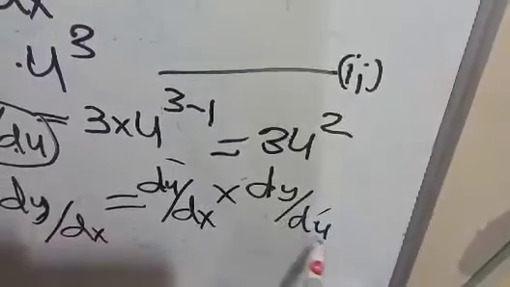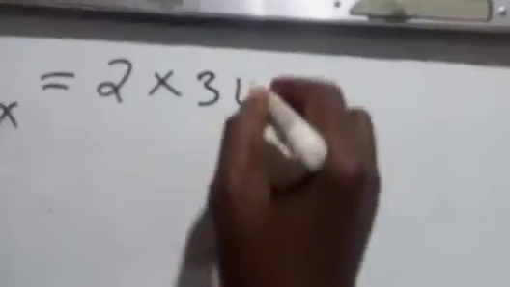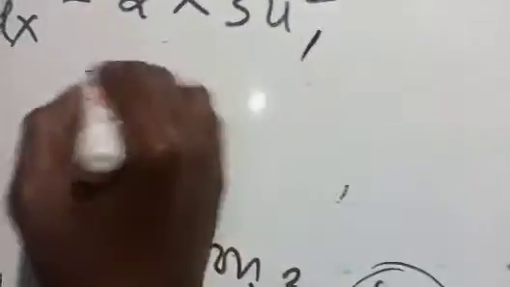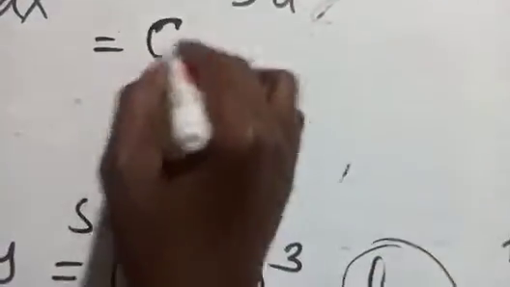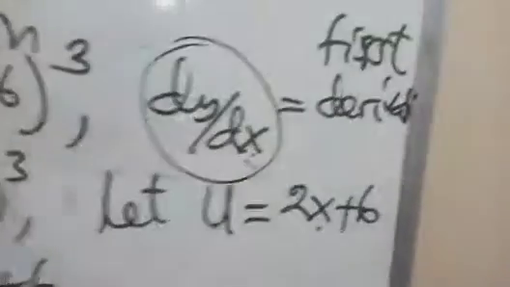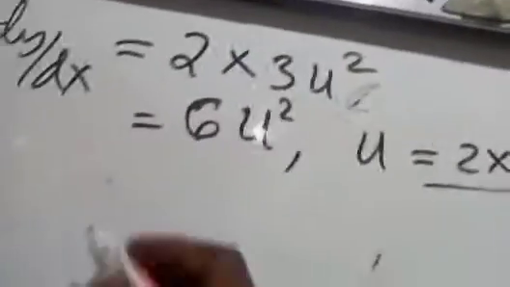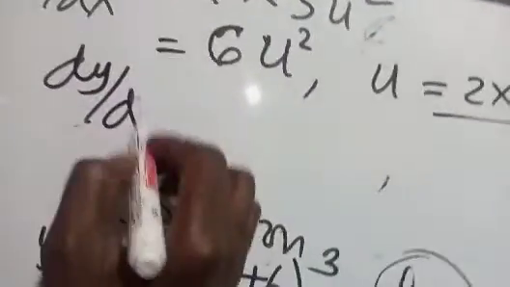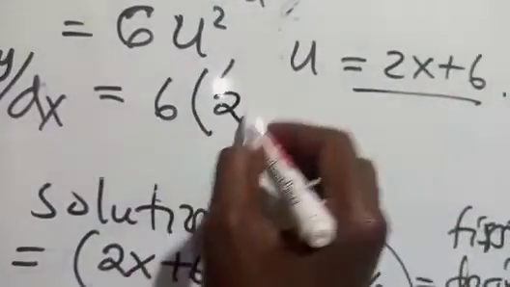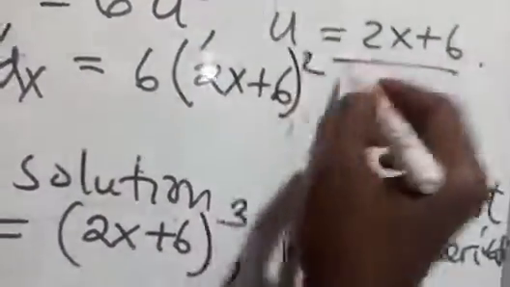So the value of this one was 3u squared. Then this one is equal to 6u squared. But what is u? We let u is equal to 2x + 6. So we can substitute this one where there is u. So we will get dy/dx is equal to 6 times u, where u is 2x + 6, then squared.